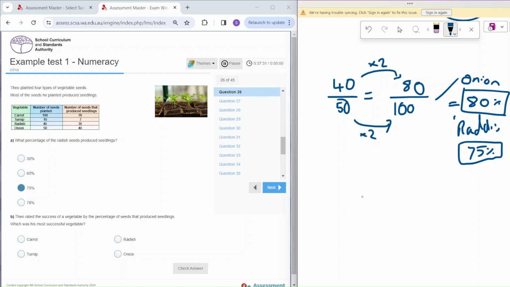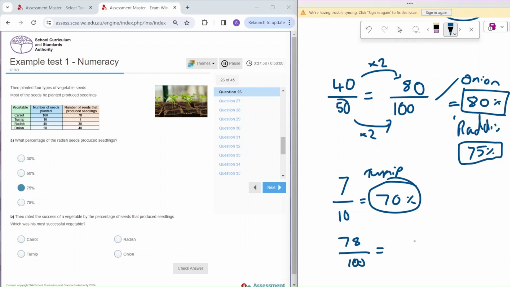Turnips, 7 out of 10 produced seedlings. 7 produced seedlings, 10 were planted. Nice easy one. Anything out of 10, 7 out of 10 just means 70%. That's even lower than the onions, so the turnips don't make the cut. But the carrots, 78 of them produce seedlings out of the 100 planted. Another nice easy one, 78 out of 100 is 78% for the carrots.